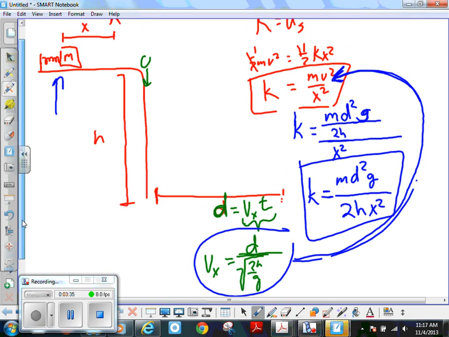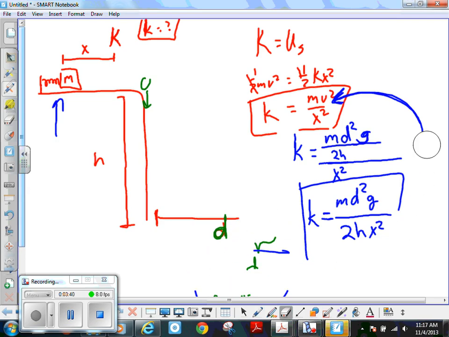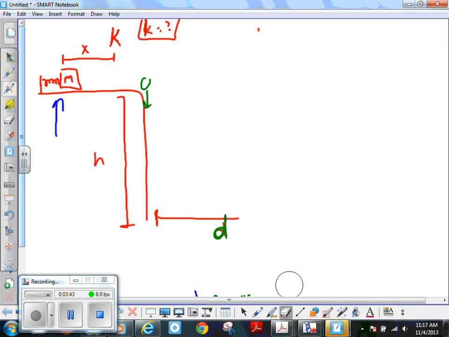Okay. Another part of that question then was the work done on the block. And so is it the work done on the block total or the work done on the block after it leaves the spring? So the work done on the block by the spring, that's real easy. Because work is force parallel displacement, right? And Hooke's law says the force is negative kx. Do you agree? So kx times d.